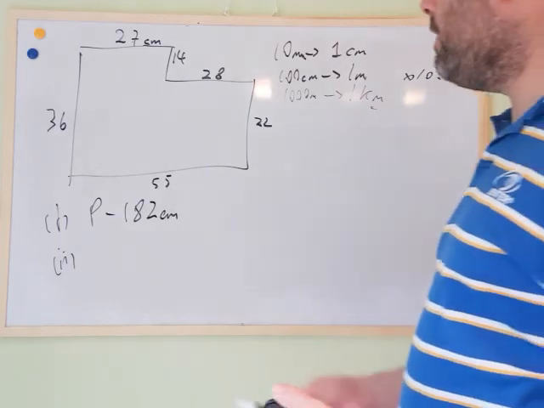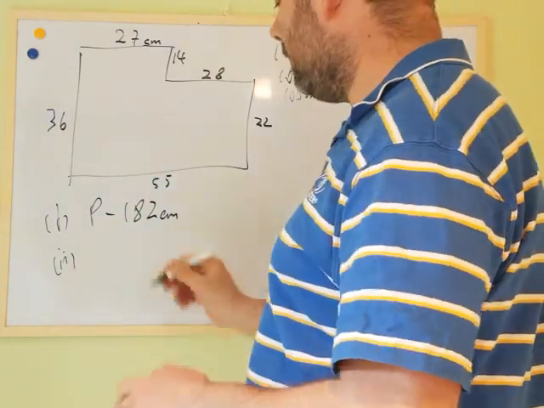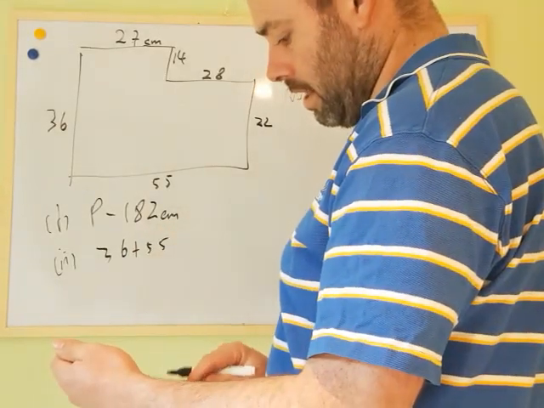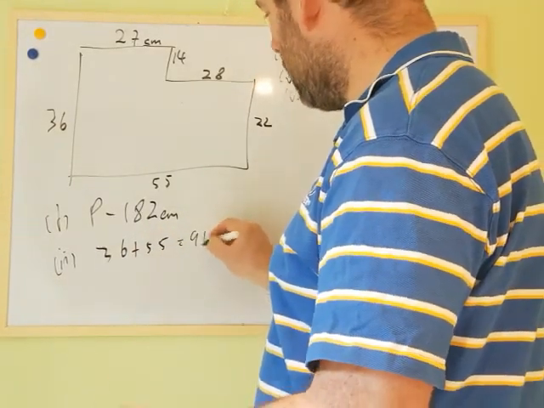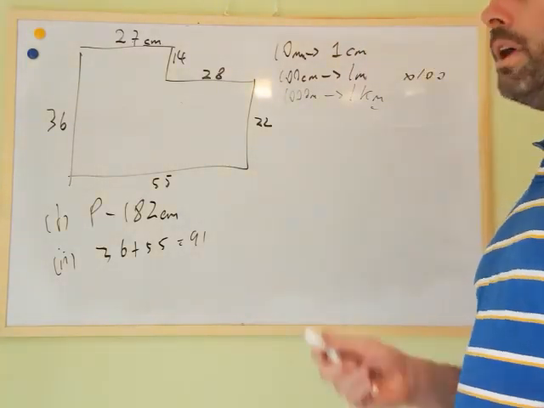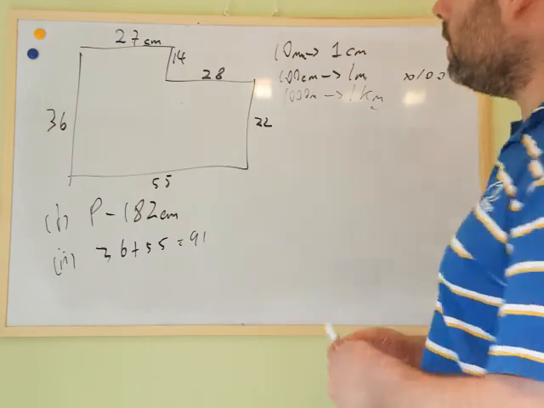Yeah. If I add 36 and 55, okay, then I get 91. And if I were to double that, I would get the correct answer. Now you might ask yourself, how come? Well, how come is really simple.